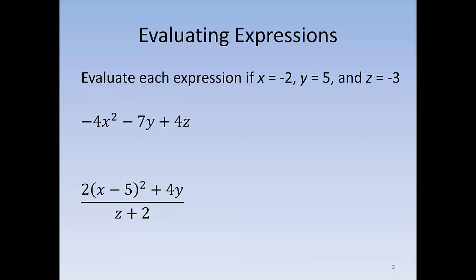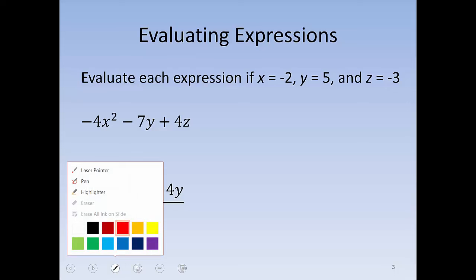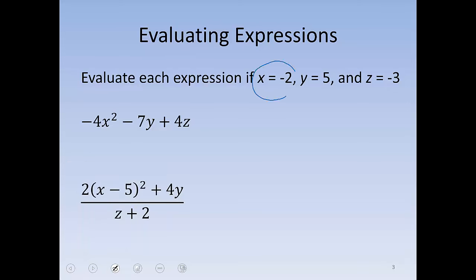So I'm going to go ahead and substitute the three variables that we've got with their values. So I have x equals -2, we have y equals 5, and we have z equals -3. So starting with the first one, go ahead and write down -4 times x squared minus 7y plus 4z. And we're going to replace those with the values that the variables have, and it will look like this. -4, I'm going to use parentheses, (-2) squared, minus 7 parentheses 5 plus 4 parentheses -3.